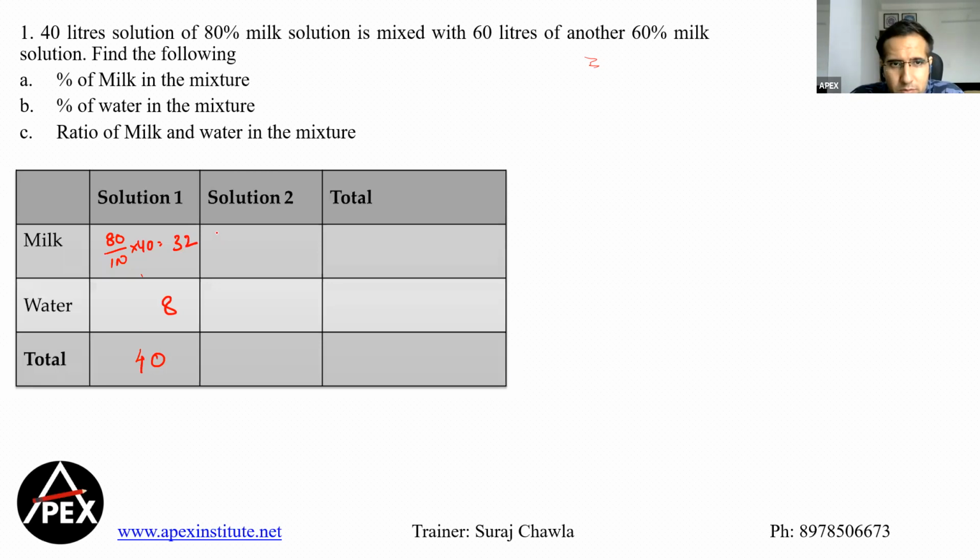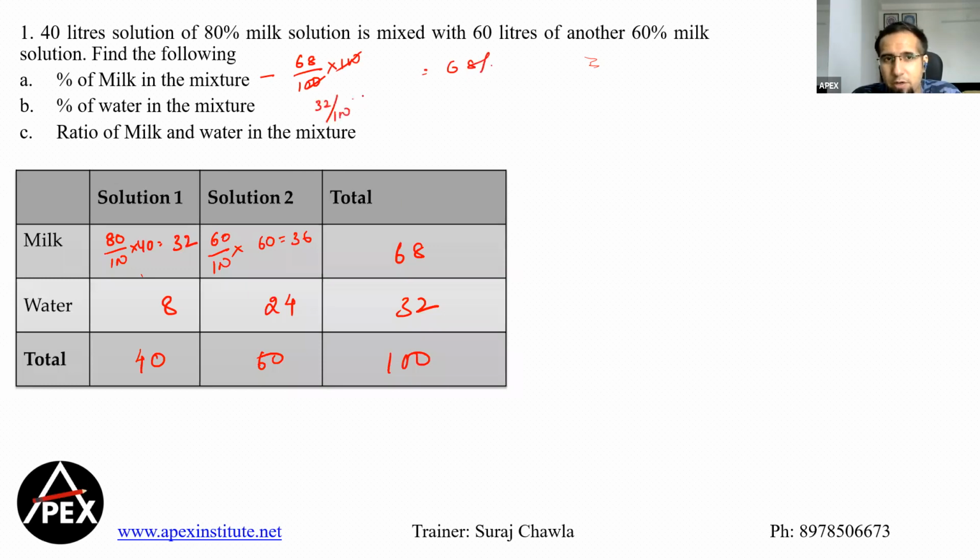60 percentage of the second solution, that is 60% of 60 is 36. That means 24 is water. And the total quantity is 100. So here the quantity of milk is equal to 68 and the quantity of water is equal to 32. So the percentage of milk in the mixture becomes 68 by 100 into 100, which becomes 68 percentage. Clear? This becomes 32 by 100 into 100, which is equal to 32 percentage.